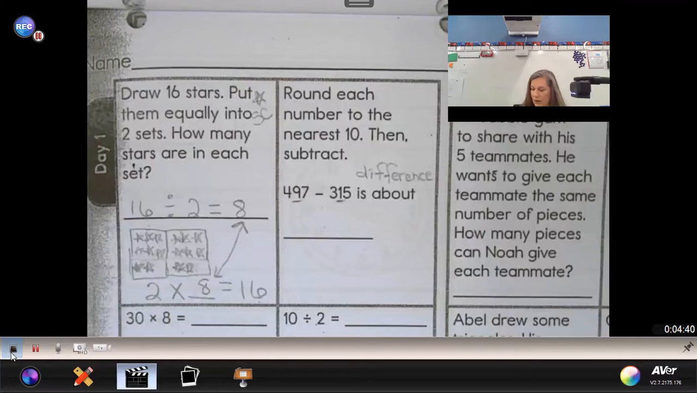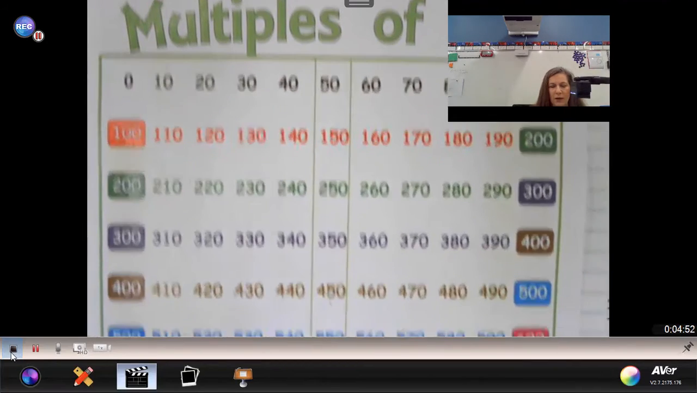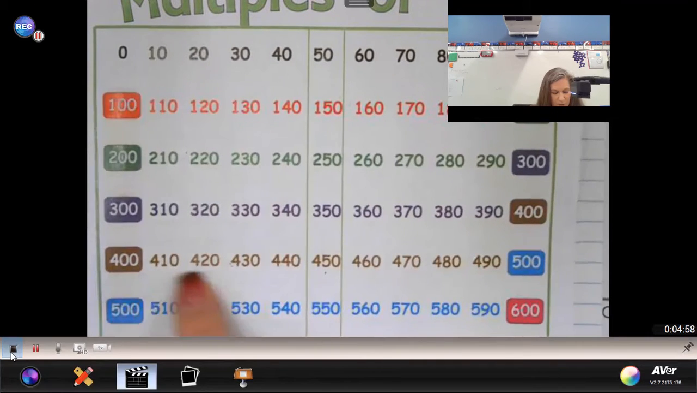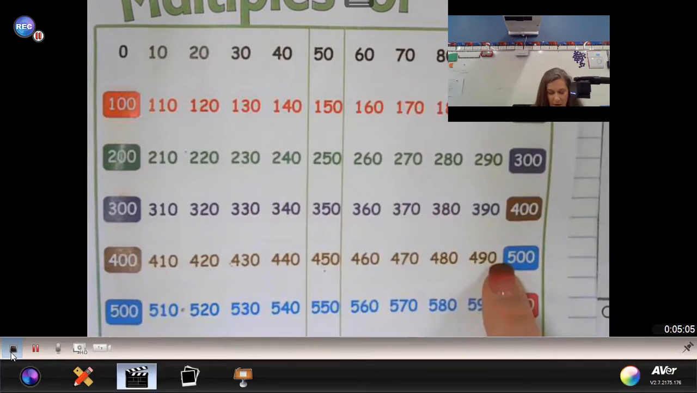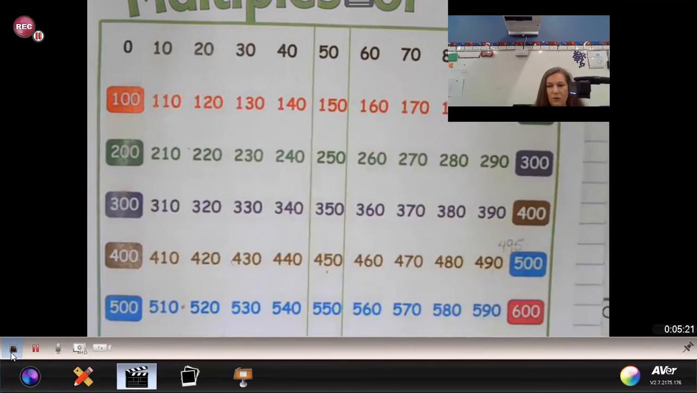So if you remember, we have our chart, and it's our multiples of 10 chart. So if I look for the number 497, and I know that 497 is going to be right here, these are all the multiples of 10 between 400 and 500. Well, I know 497 is between 490 and 500. Remember, between each group of 10 is 5. So we use 495 to decide, are we going to round up or are we going to round down?